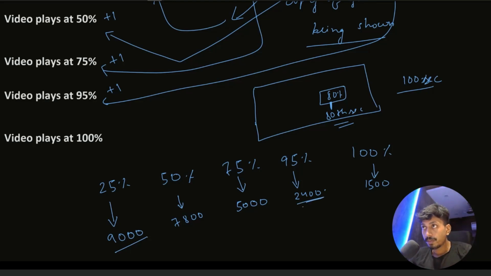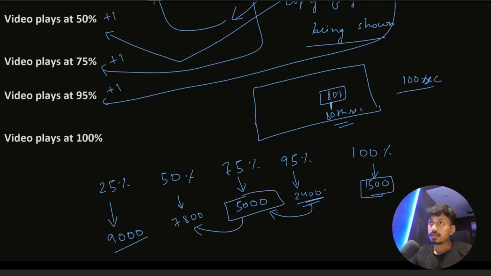Of course, there is one more important thing. These 2,400 people are here. They came from here, as you saw in this example, right? The same person is here, is here, is here. Now, these 1,500 people are all included here. They are not separate. These 5,000 people are all included here. The 7,800 people are all included here.